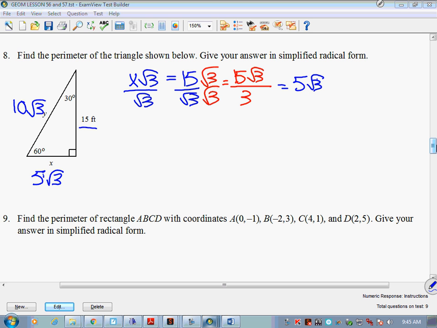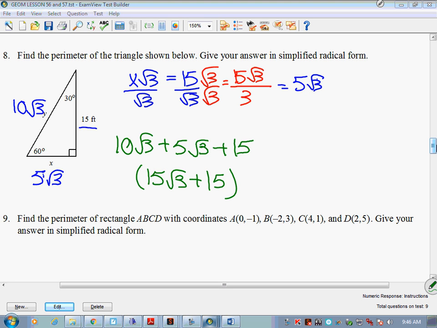What do I need to do now? I'm not done. I solved for X and Y, but what's the question asking me to do? Find the perimeter. How do I do that? Add up all the sides. So 10 radical 3 plus 5 radical 3 plus 15. Well, what's 10 radical 3 plus 5 radical 3? 15 radical 3 plus 15. And that is simply feet. So 15 radical 3 plus 15 feet.